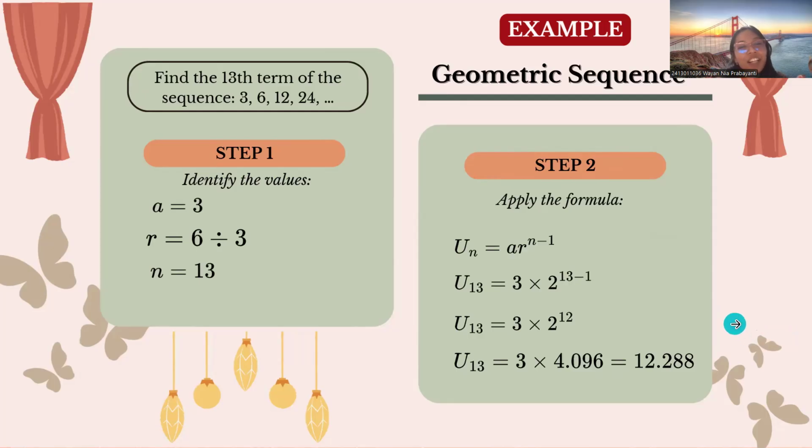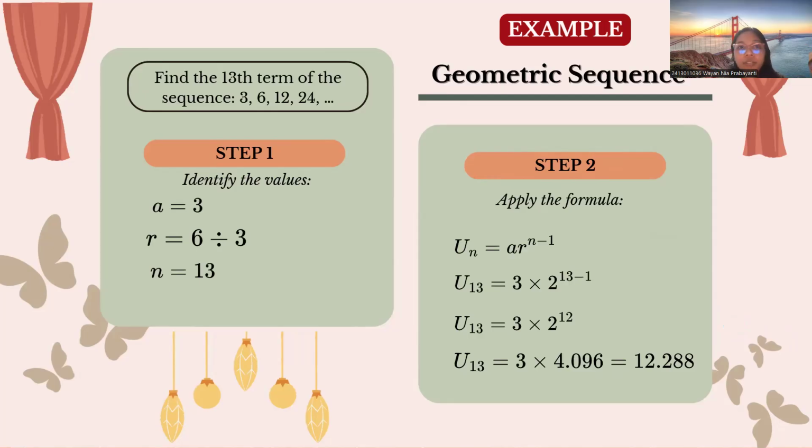Okay, yeah, that's right. So if we want to find the next term, we need to multiply the previous term by a number, which here is 2. 3 times 2 is 6. 6 times 2 is 12, and so on.